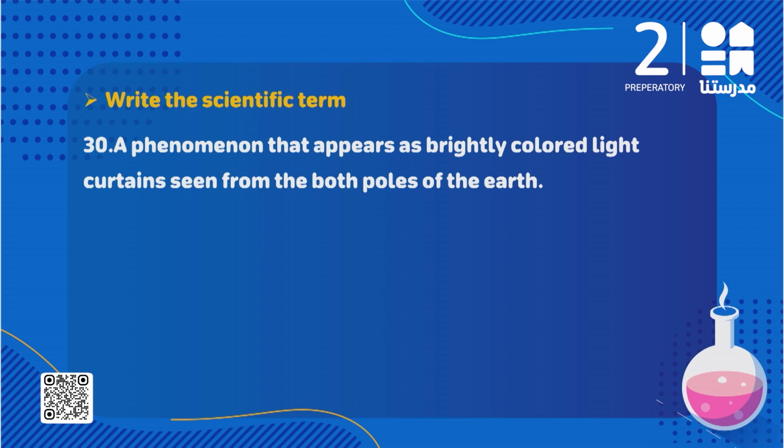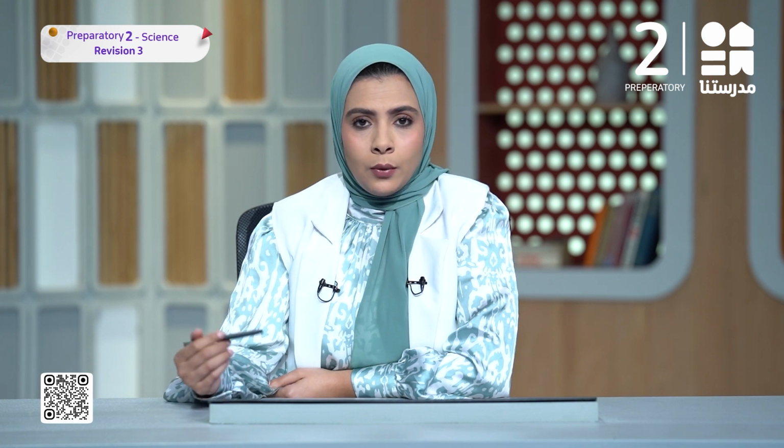A phenomenon that appears as brightly colored light curtains seen from both poles, the North Pole and the South Pole of Earth. It's called what? The aurora phenomenon. And this phenomenon happens due to the scattering of harmful cosmic radiations coming from space away from the earth by the Van Allen belts. So we start seeing the aurora phenomenon in the sky specifically at the two poles, the North Pole and the South Pole of Earth.